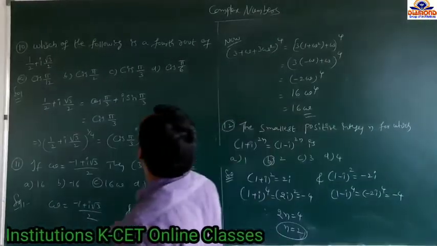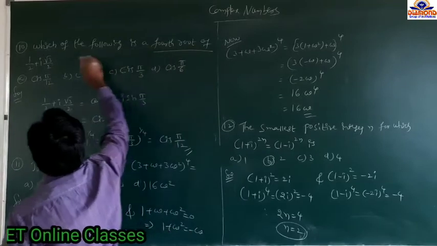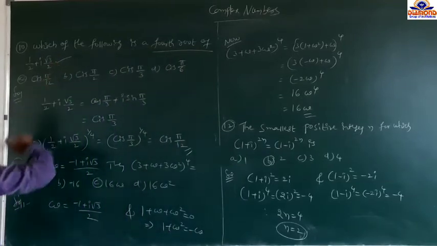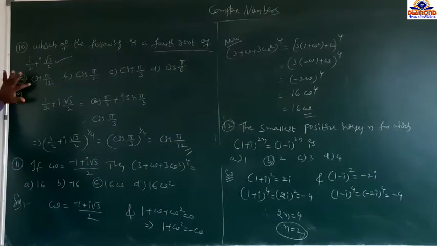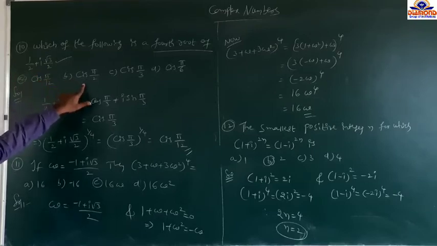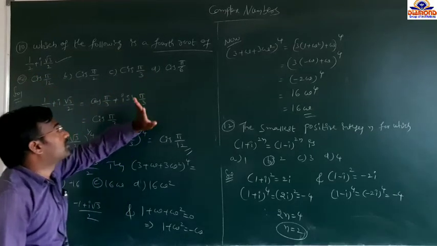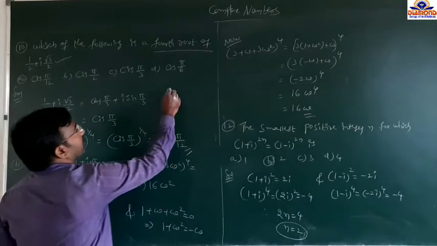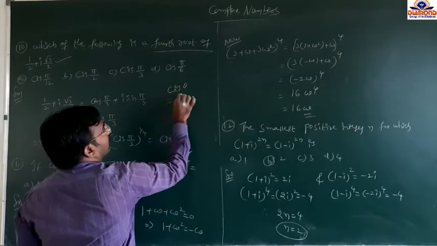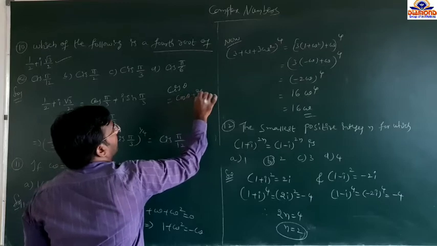Next question. Which of the following is a fourth root of 1/2 + i√3/2? Option A: e^(iπ/12), option B: e^(iπ/2), option C: e^(iπ/3), option D: e^(iπ/6). So generally, e^(iθ) is nothing but cos θ + i sin θ.